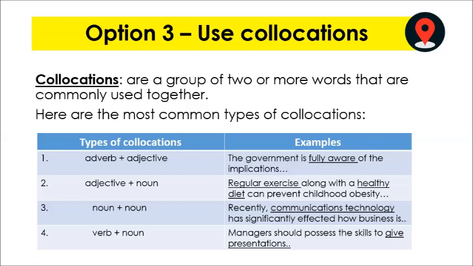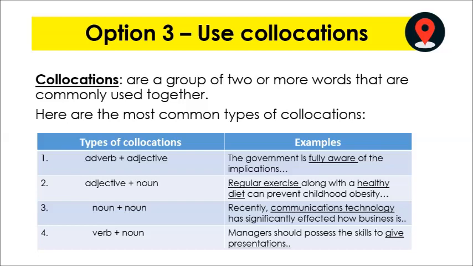As an example, "the government is fully aware of the implications." So see how I underlined "fully aware"? That's a good adverb, adjective collocation. Second one, adjective and noun collocation. "Regular exercise along with a healthy diet can prevent childhood obesity."